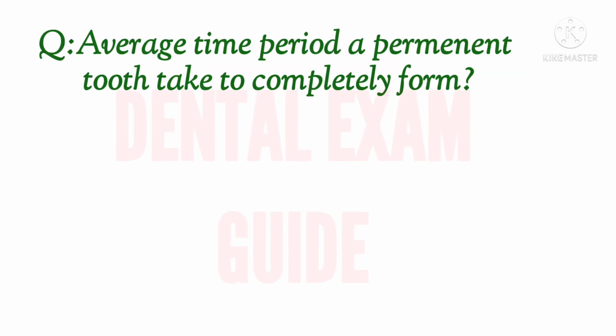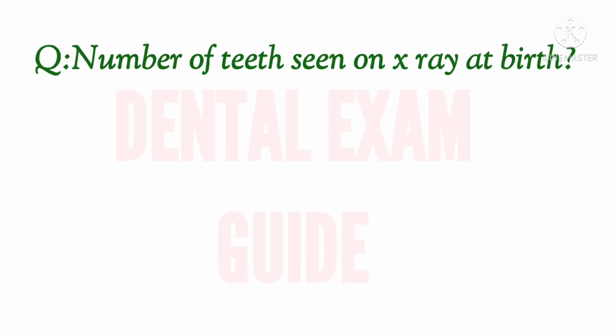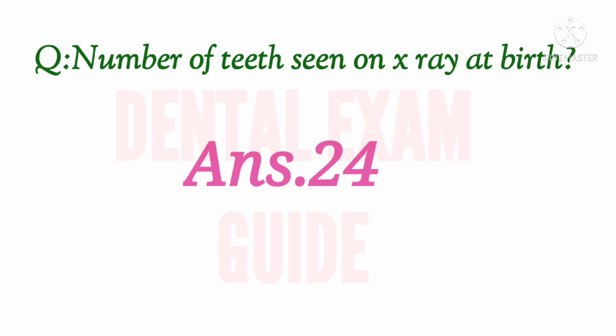Next question is, average time period a permanent tooth takes to completely form is? Complete formation means the time from the beginning of calcification till the completion of root formation. Even after the eruption, a permanent tooth takes almost 2 to 3 years for the completion of its root formation. And the average time period required from the beginning of calcification till the completion of root formation is almost 8 years.